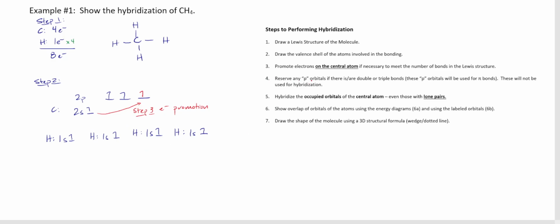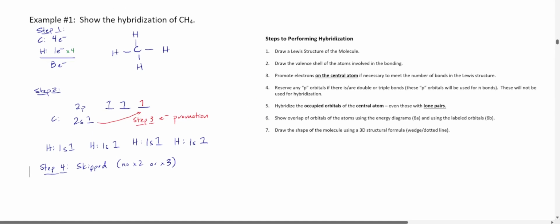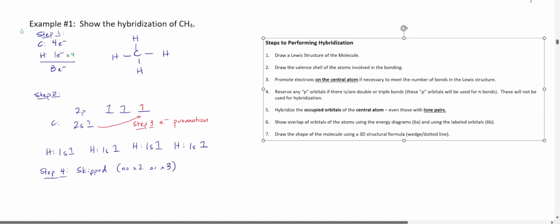Step 4, reserve any p orbitals if there is or are double or triple bonds. Step 4, we're going to skip because we don't have any double or triple bonds. So that's skipped. The reason for that is we have no double or triple bonds.